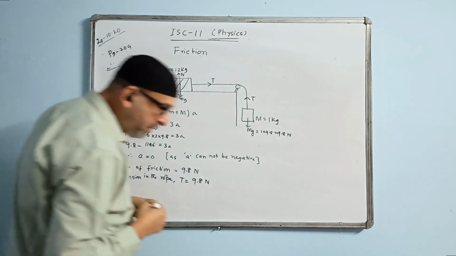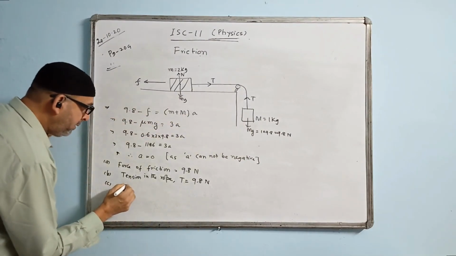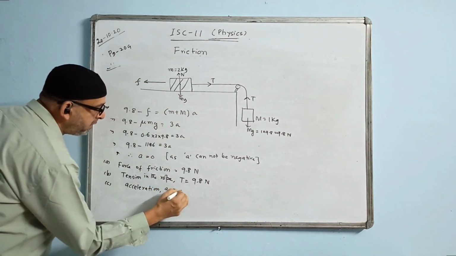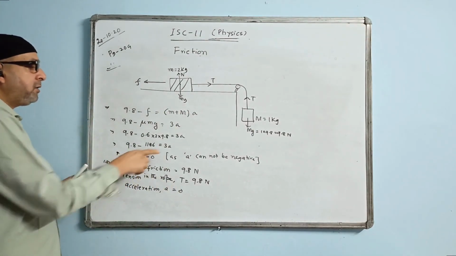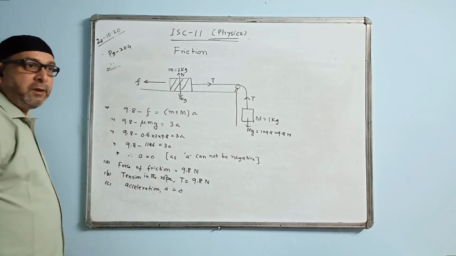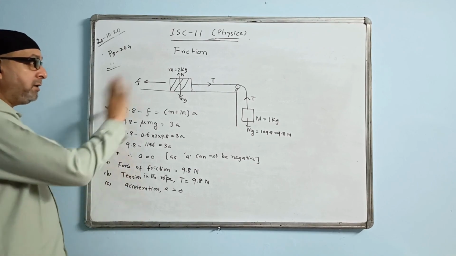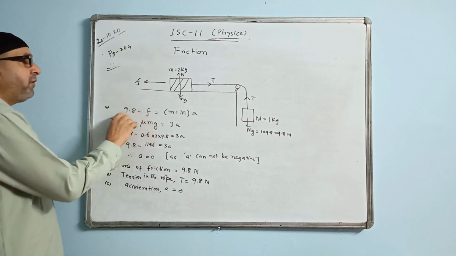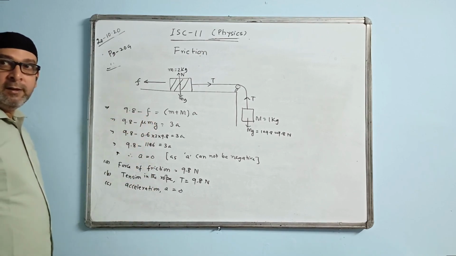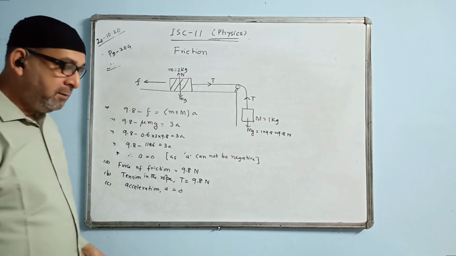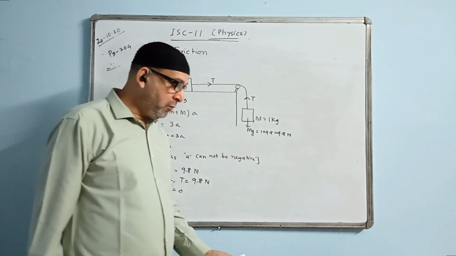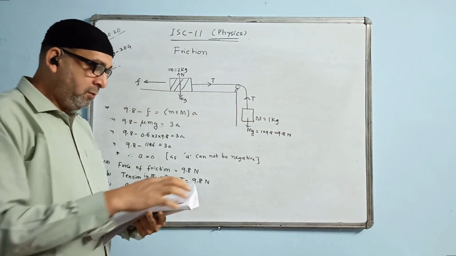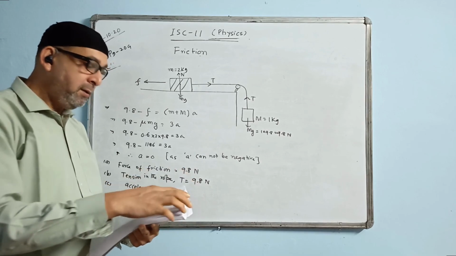And the third part, acceleration. A is 0, we already know. A cannot be negative. Whenever a comes negative, make it 0. That means the system doesn't move. The body does not move, and friction value will be equal to the pulling force. That is the answer. These are the solutions for the questions which I gave yesterday. These were the important facts. So, we are done till here today.